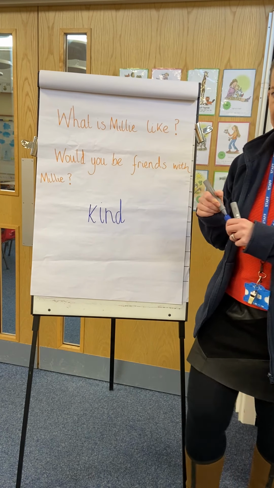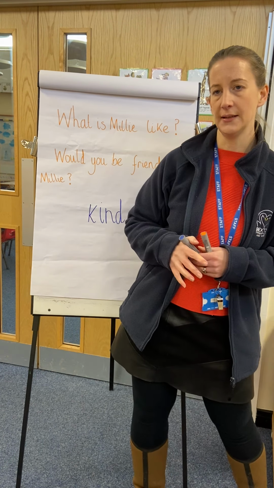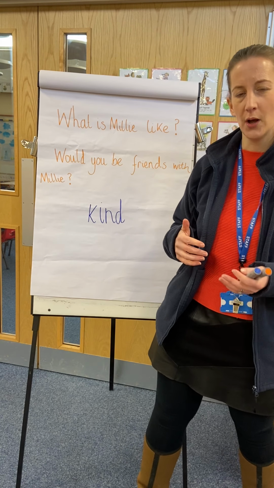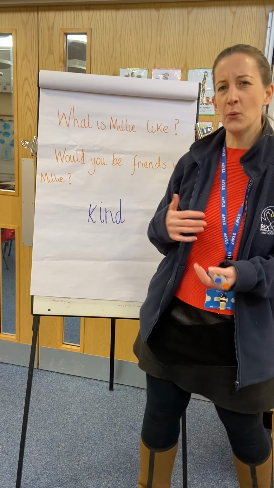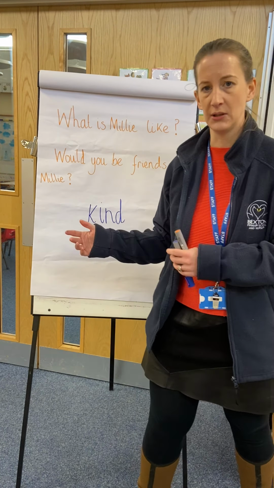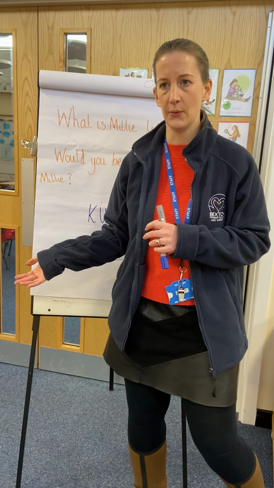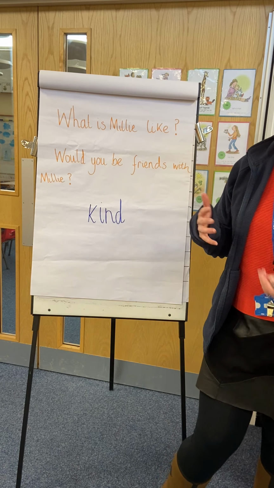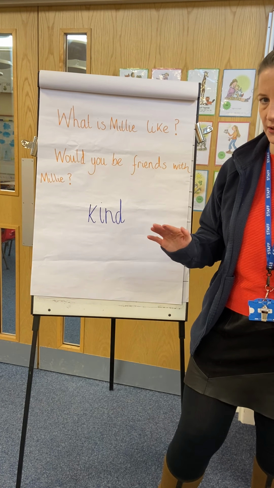Millie is definitely kind. Now, what we need to do to improve our writing is to think of different words that all mean kind, because we don't want to just go, she's kind. Millie is kind because she plays with her friends. Millie is kind because she gives away her wool. Millie is kind because she doesn't step on flowers. That writing could become a bit boring. So I've got a special guest. She's going to help us.